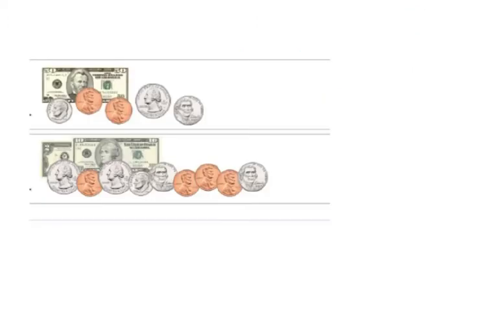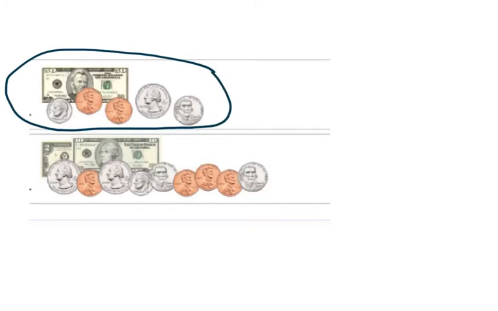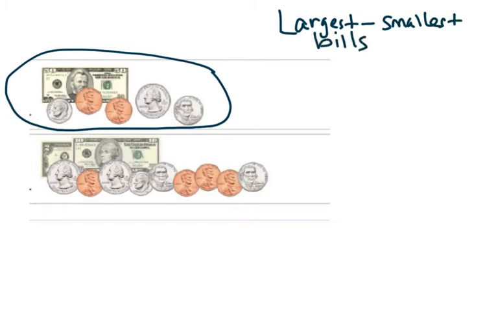So what we want to be able to do is take a problem like this and follow what we need to do to count up how much money that is. We have right there a $50 bill. What you want to start with is your largest bills first and go from the largest to smallest bills and add those up. So we only have a $50 bill, so we're going to have $50 and then we have some cents.